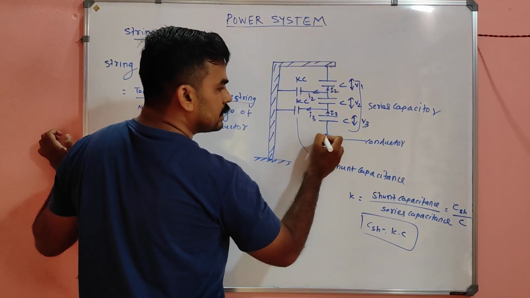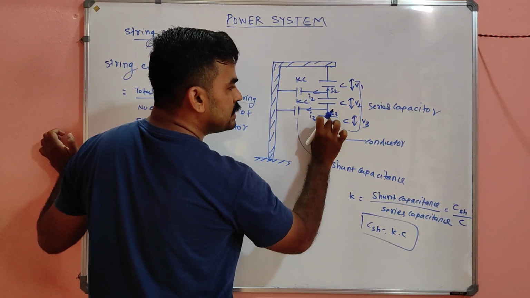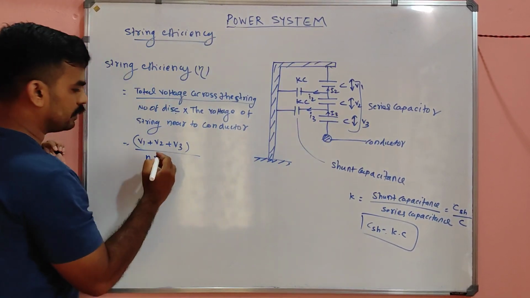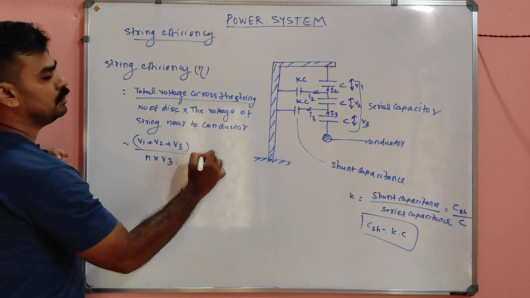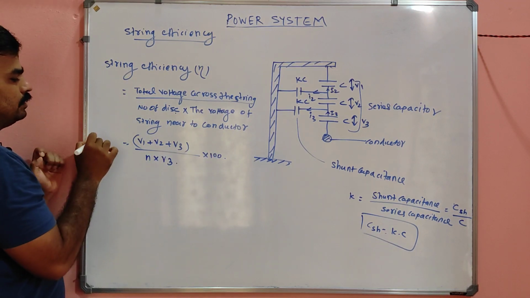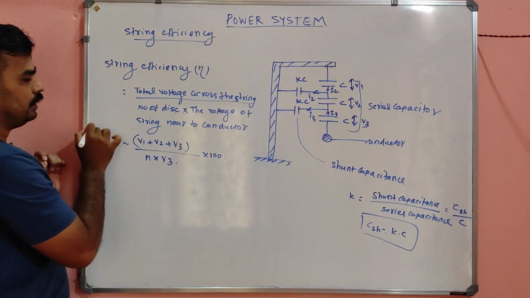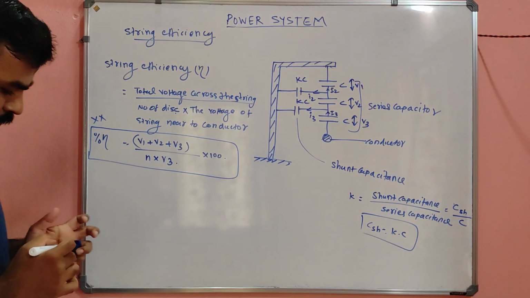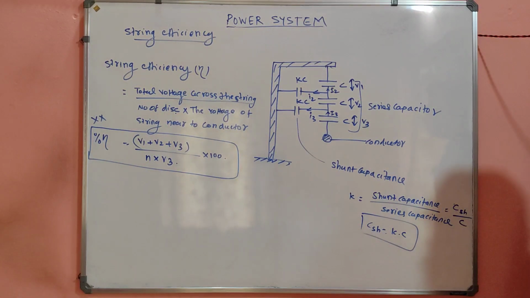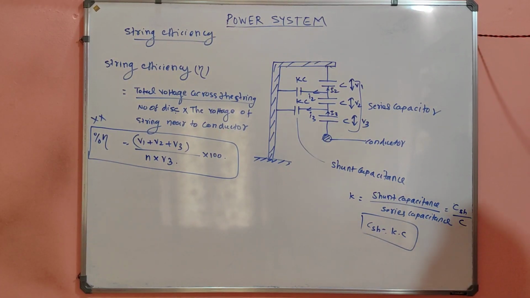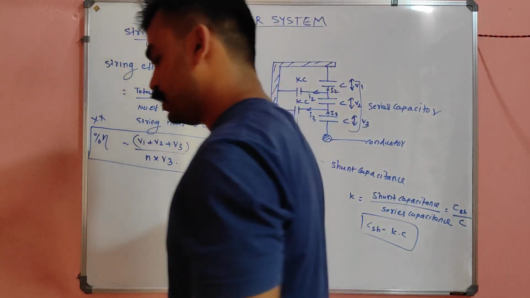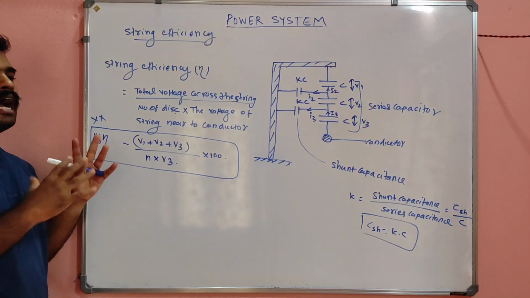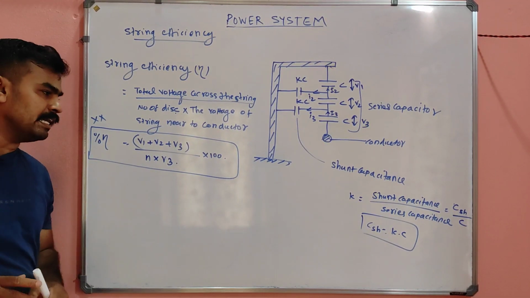This is the conductor, my dear. What is the voltage withstanding power of the disc near to the conductor? It is nothing but V3. So into 100, that is called percentage string efficiency. Very important relation. So V1 plus V2 plus V3 whole divided by N into V3 will be the equation for string efficiency. How this can be obtained and how we can apply this concept, we will do a problem and it will be clear.